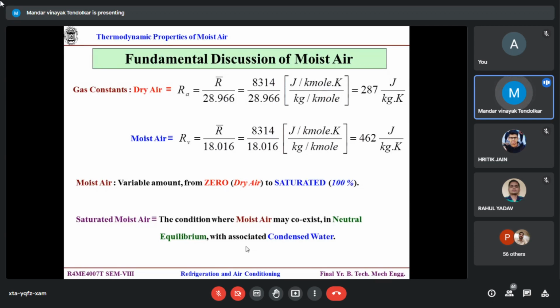Correct? In English we say dew, in Hindi ओस, in Marathi सवाचे थे. I don't know about Gujarati. What is it called? Gujarati में क्या बोलते हैं? I don't know.